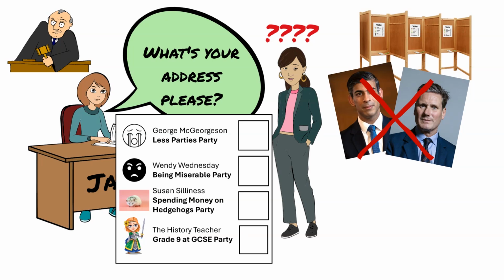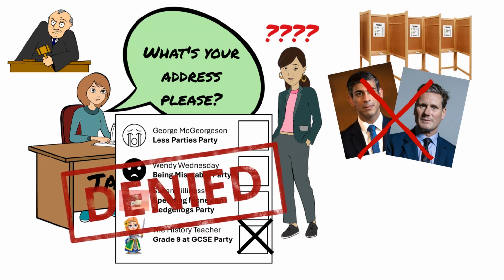But now you're going to make your decision and you're going to make a big, nice, clear cross in the box of the person that you want to vote for. And this is important because if it's not clear who you are voting for, your vote will not be counted.